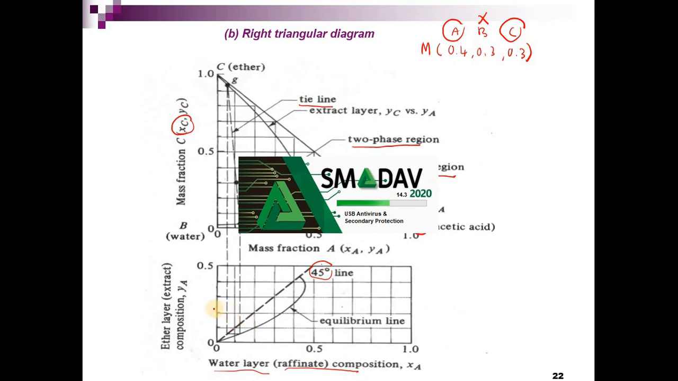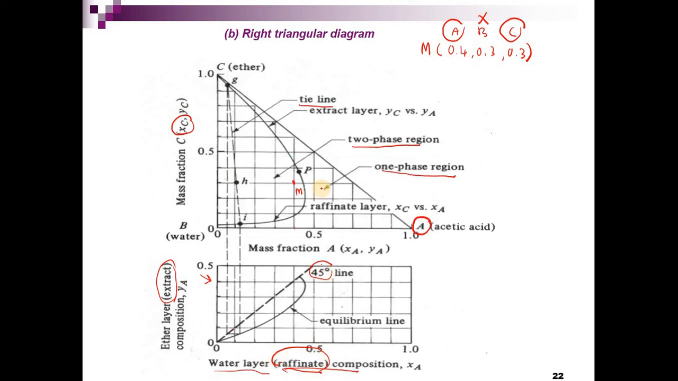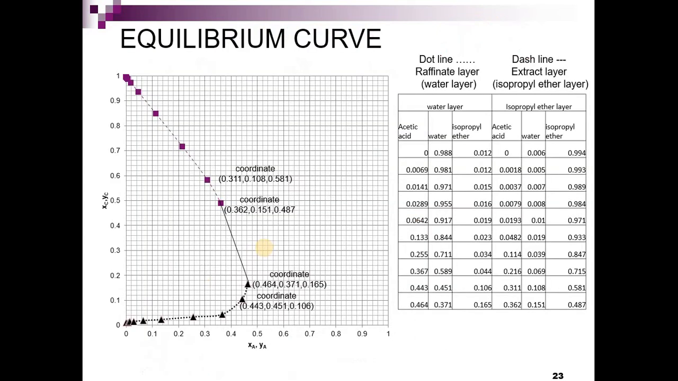Okay, so here the bottom graph is displaying the extract and also the raffinate composition. So we will use both graphs in order to get how much extract and how much composition of raffinate. Okay, so we will use two types of graph, at the top and at the bottom. Later I will show you.